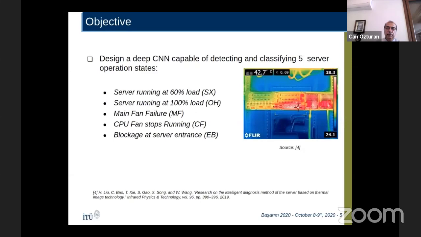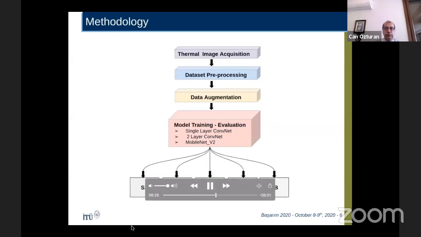operation states. The first step is to detect when the server is running at a 60% load capacity. The second step is to detect the server running at a 100% capacity. The third step, if there is a main fan failure of the server, we should be able to detect it. The fourth step is when there is a CPU fan failure, or when it stops running. And then the final step we were trying to detect in this research is if there is any blockage at the server entrance.